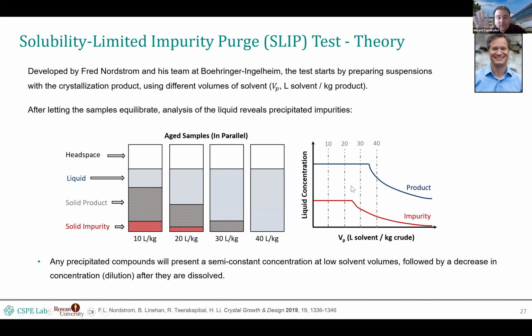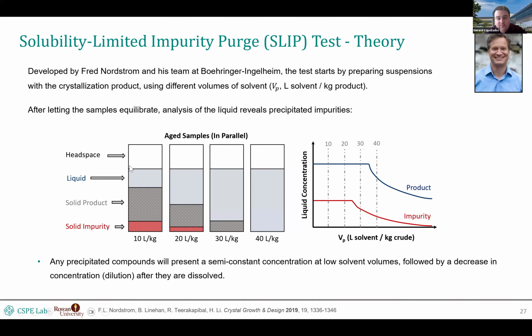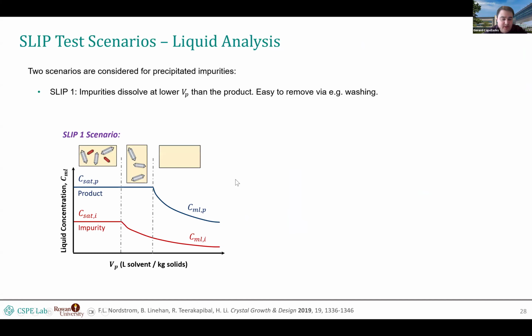This is a way that you can use to detect precipitated compounds, right? You grab your samples, you grab your crude that you crystallized, you put it there and do that aging for about a week and then filter, measure the liquid, right? Now, the interesting thing here is that there's two scenarios considered, right?